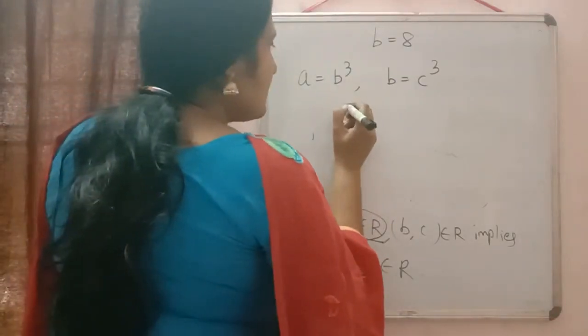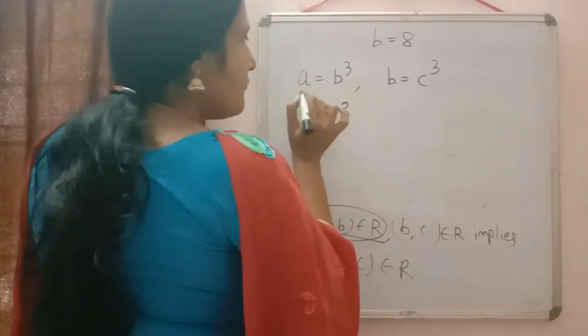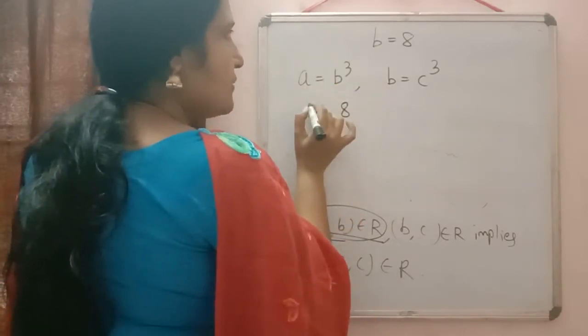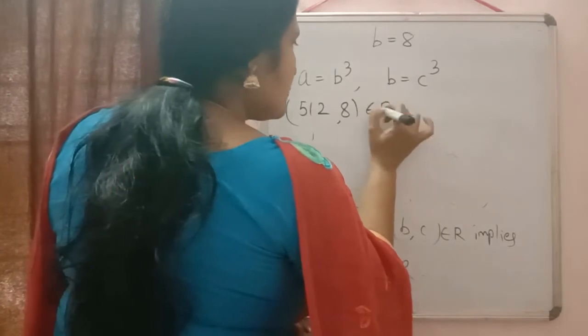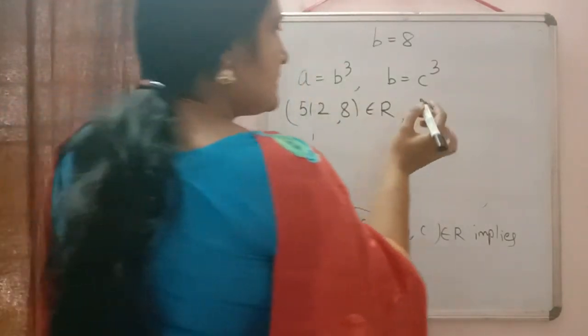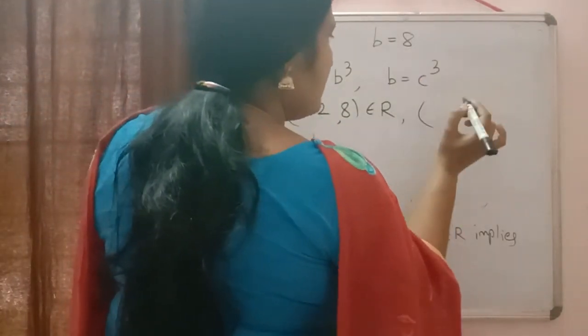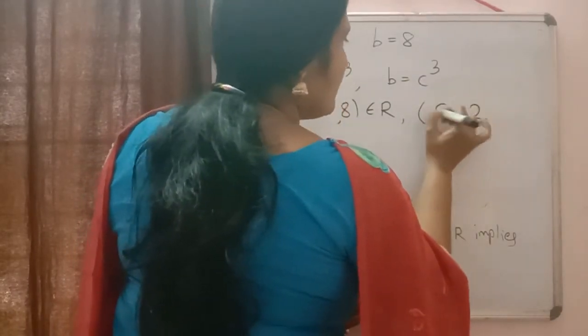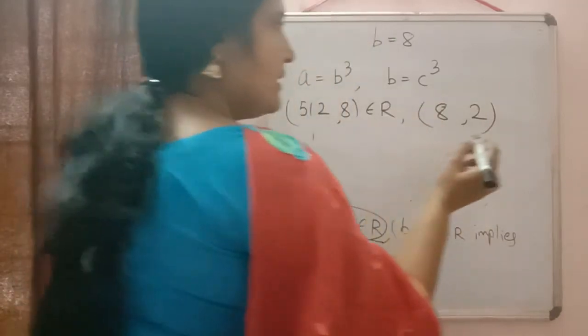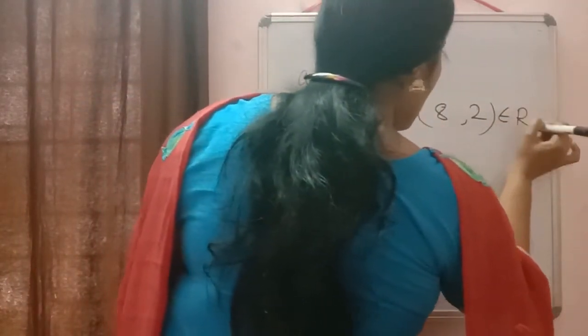So if B is equal to 8, what will be the value of A? A is equal to B cube. So 8 cube is 512. So this belongs to R obviously. Then B is equal to C cube. I have taken B is equal to 8, so obviously C will be equal to 2 because 2 cube is 8. These two belong to R according to the rule.